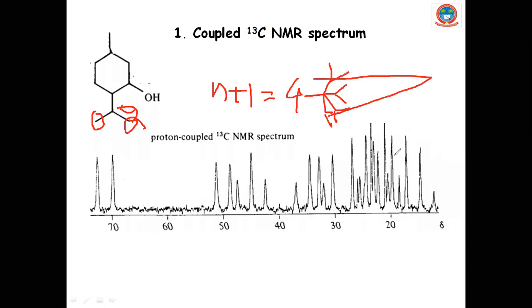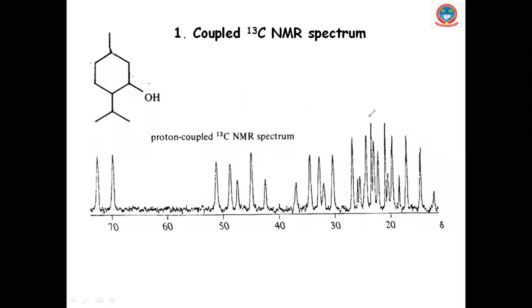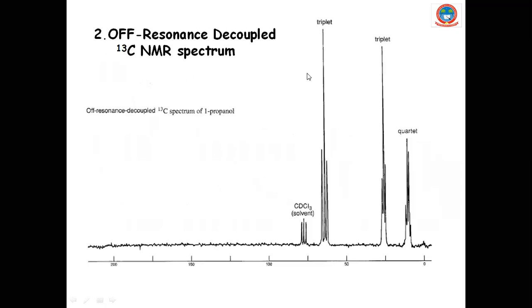So tell me now, from this very complex spectrum, can we detect the peaks for each carbon? No. We can hardly say whether this peak is this carbon or that one, it can be this carbon somewhere. But we cannot label the signals with the carbons, right? So this is a very complex spectrum, which is called a coupled carbon spectrum, right?